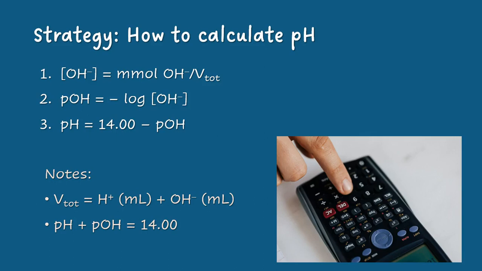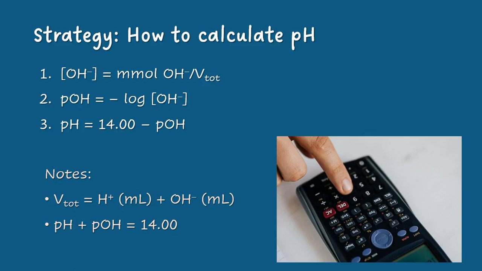To calculate pH after the equivalence point, we first have to calculate the hydroxide molarity. We get this by taking the millimoles of hydroxide from the E row and dividing by the total volume. We get the total volume by adding together the milliliters of acid and base given in the problem. Once we have the hydroxide molarity, we will calculate the pOH by taking the negative log of the OH. Then we'll get pH by recognizing that pH plus pOH equals 14. Rearranging this equation gives us pH equals 14 minus pOH.